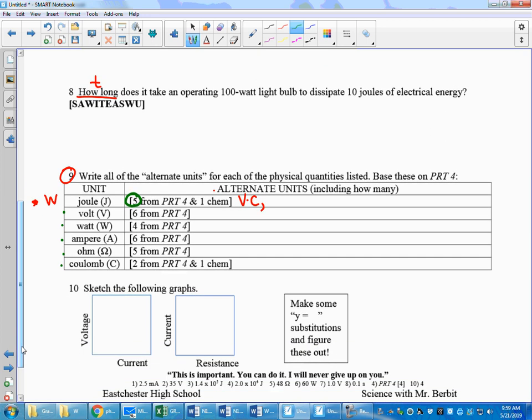It's actually nice practice. It'll help you remember your units. Then, of course, on the graphs, your y-axis, your x-axis, set that up. That's old news.